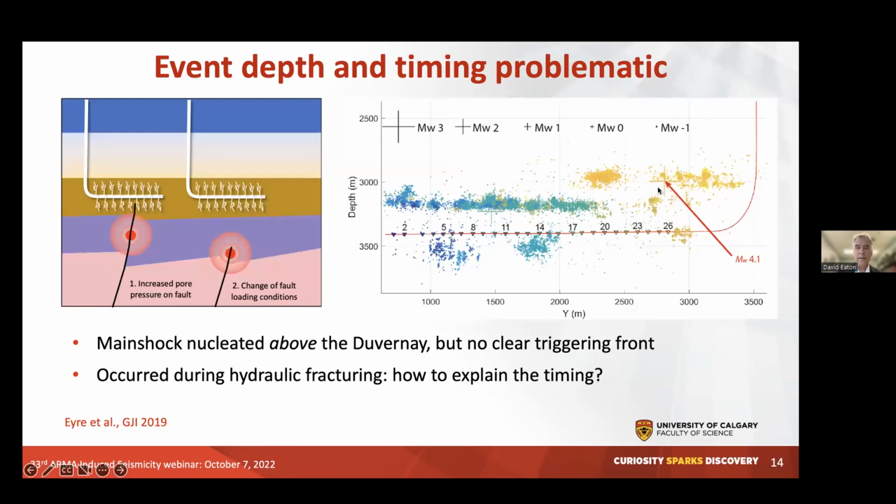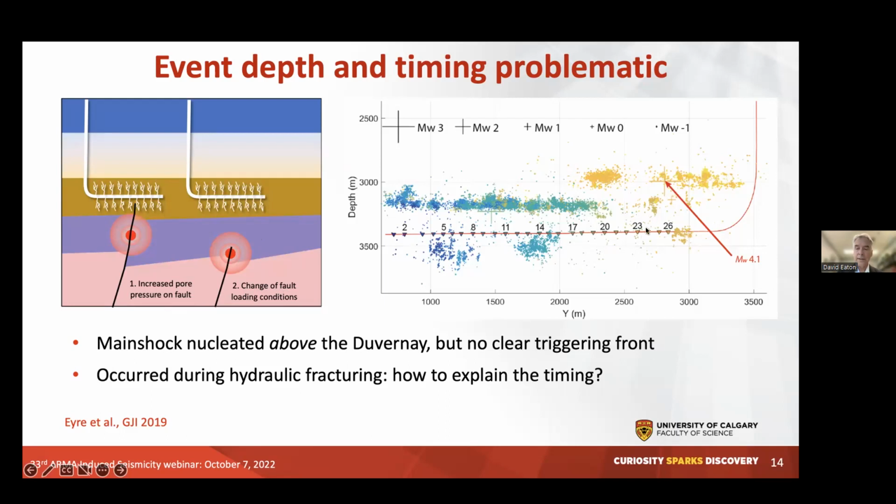Now, the timing and depth of this main shock event was a bit of a head scratcher for us. When we first started looking at this, we were working within the current conceptual models for induced earthquakes, namely that they could occur due to a pore pressure increase on the fault. If the hydraulic fractures intersect a fault, we can increase the pore pressure leading to an induced earthquake, or simply to a change in fault loading conditions.